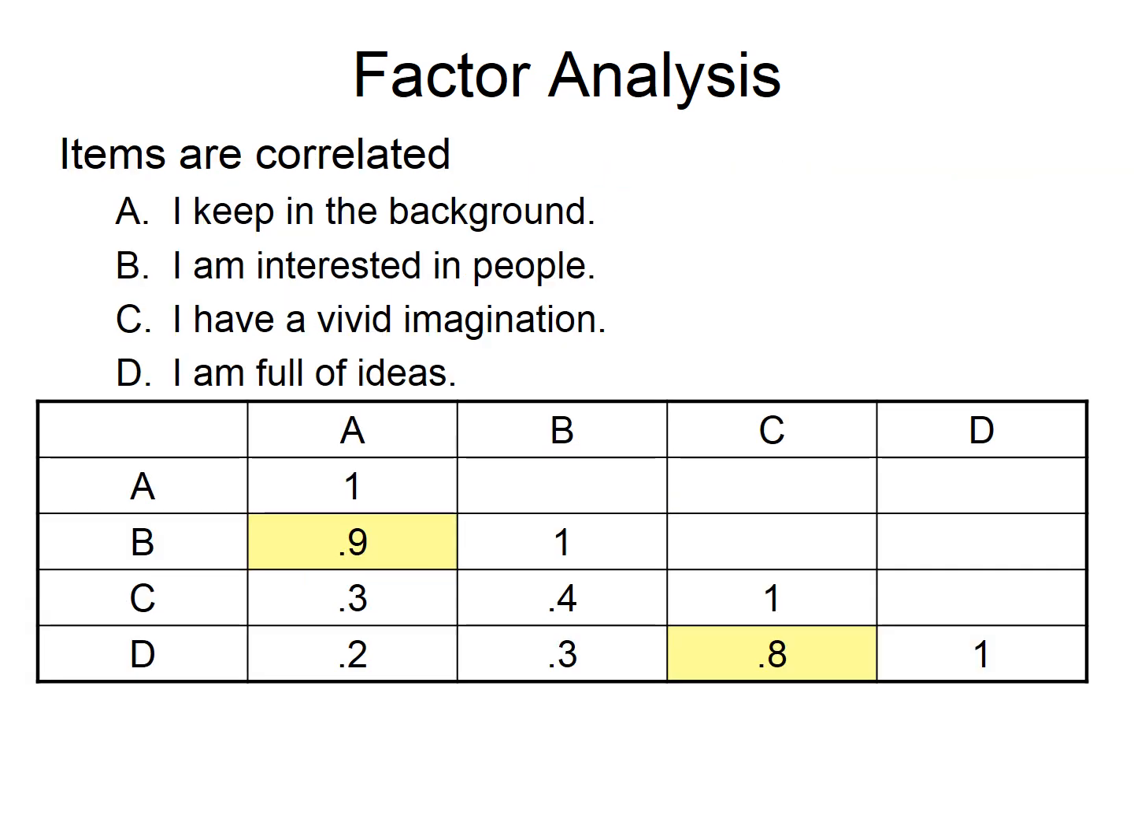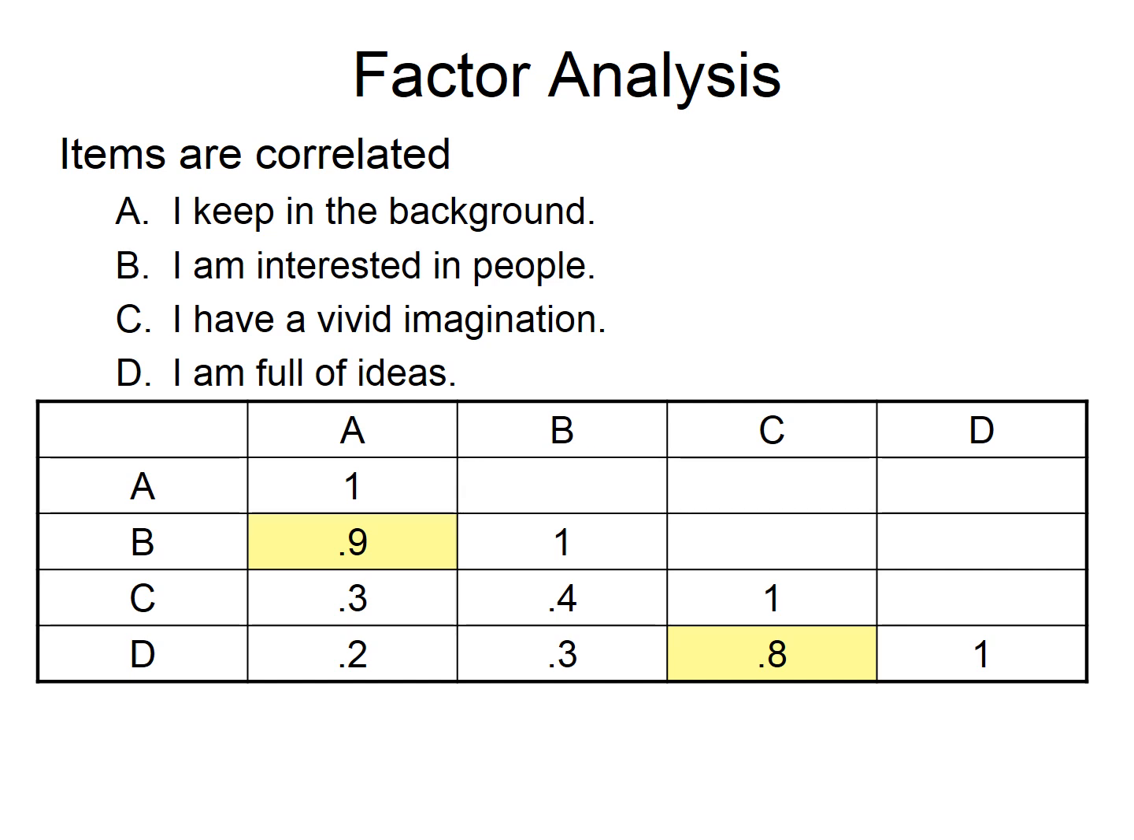So, for example, what a factor analysis does on a very simple level is we look at the correlations between items. So I've got 4 items here: I keep in the background, I'm interested in people, I have a vivid imagination, I'm full of ideas. And we're just looking at the correlations between those items. So A and B, I keep in the background, and I'm interested in people. Those are related. In fact, technically, we'd probably find that to be a negative relationship. So if you highly endorsed I keep in the background, you're probably less interested in people. But if you don't endorse being in the background, you probably are interested in people.